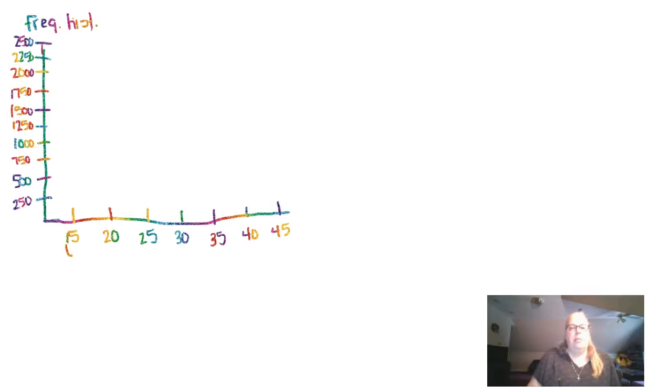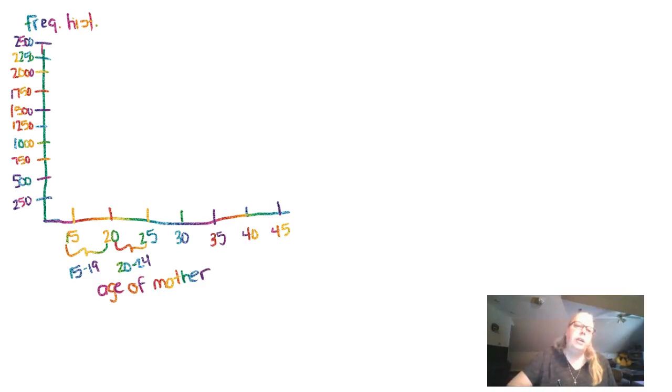Okay, from here to here represents the class from 15 to 19. So this is going to be a rectangle all its own. From here to here represents the class that goes from 20 out to 24. And so that will be this rectangle going from 20 to 25, and so on. All right, and down here we should label this. So this is the age of the mother. And over here on the y-axis, we have live births.